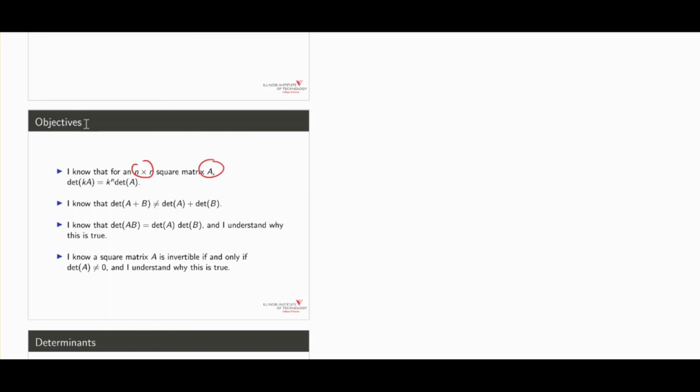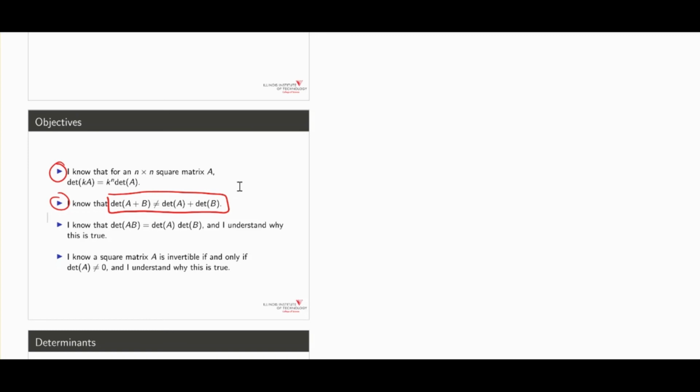It is also very tempting for you to say that the determinant of A plus B is equal to the determinant of A plus the determinant of B, but actually that property is not true. I want to point this out here, because these are the things that students usually tend to make mistakes on.